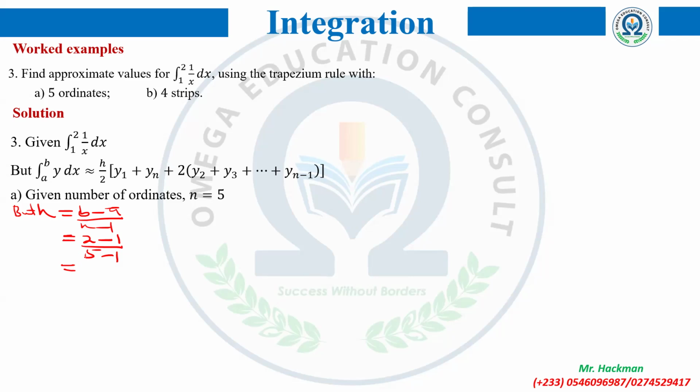1 over 4, which is 0.25. Very true. Okay, so 0.25. So now you know your h. All that you are going to do is, like I said, I'll only help you up to a point. Now you can go for your table.